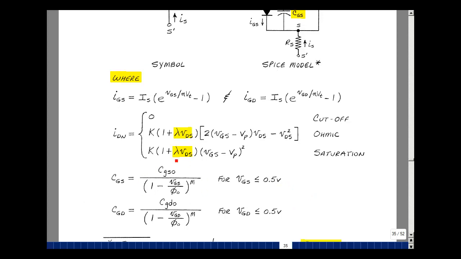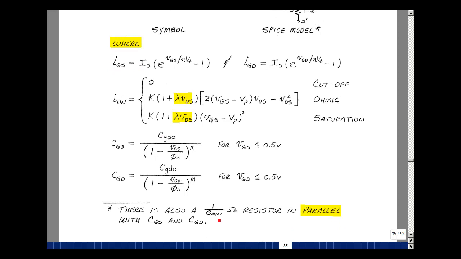Those are the same equations we had before for a diode or a PN junction. I should also point out that there is a resistance in parallel with each of these 2 capacitances, which is not part of the physical circuit, but is part of something in the program so they get convergence. And that's the term 1 over G min.